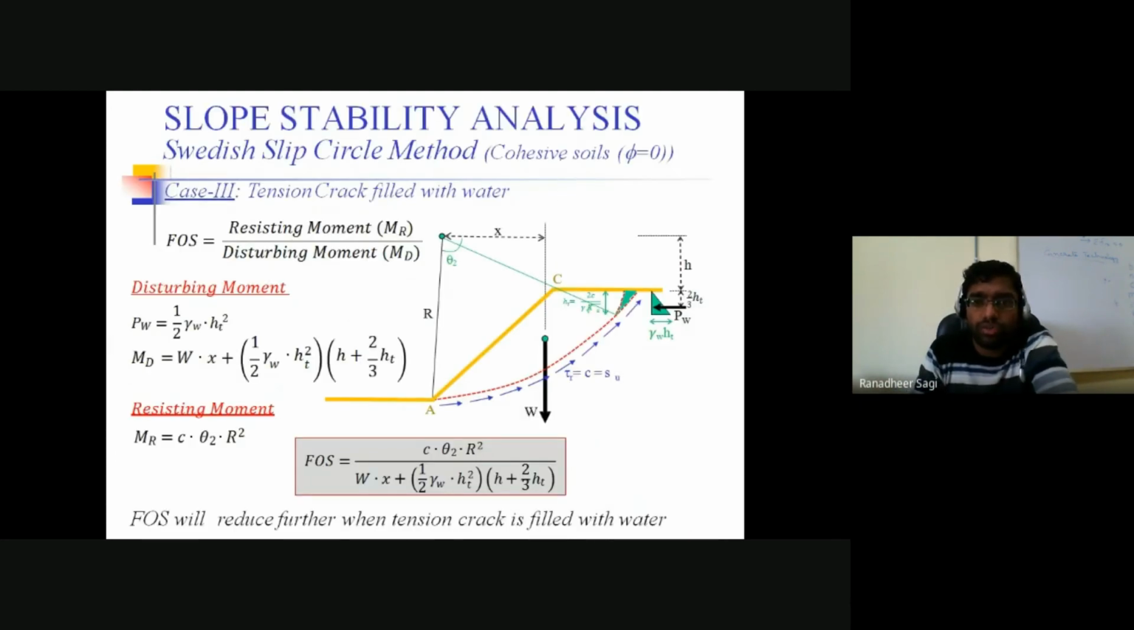Okay, so another case I am looking at: tension crack filled with water. Whenever your tension crack is getting filled with water, look here, this color indication indicates that water got accumulated into that particular tension crack. So because of that water which got accumulated into the tension crack, let me understand how your pore water pressure is varying over the depth of that tension crack. How does the pore water pressure vary with the depth of the tension crack?